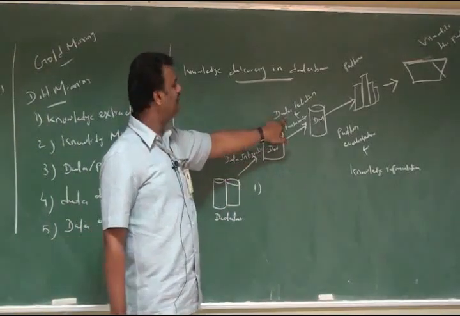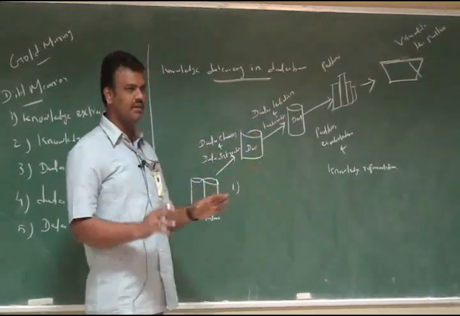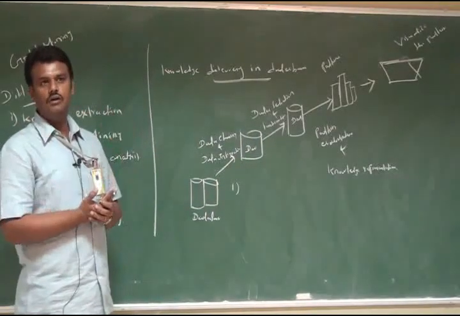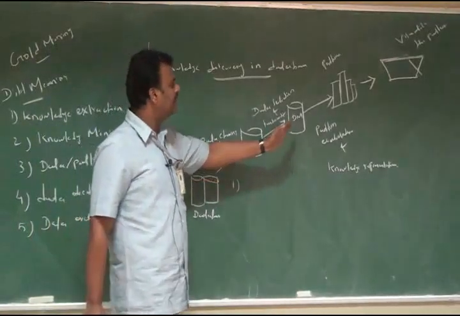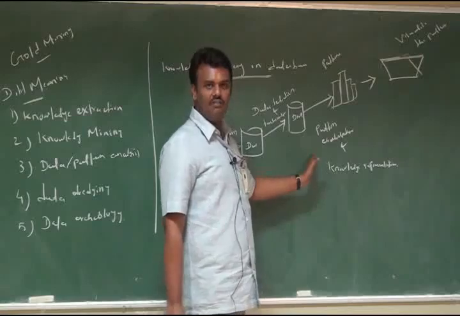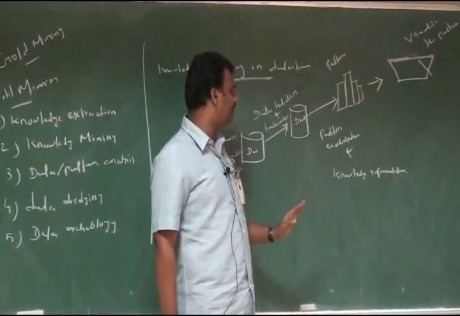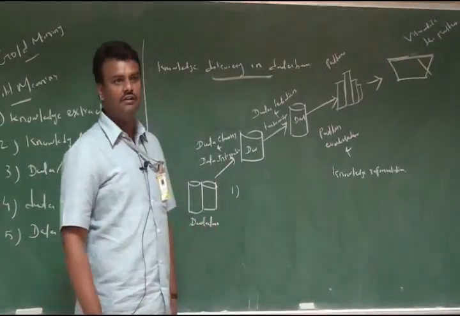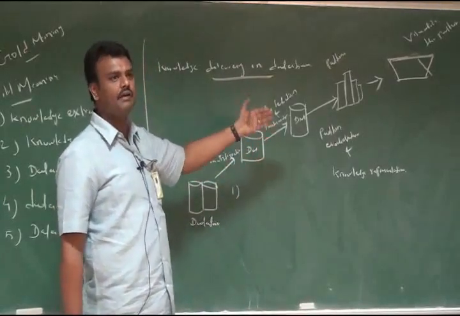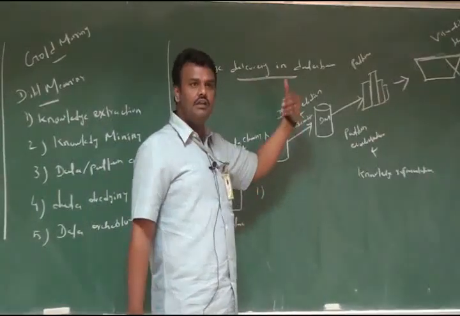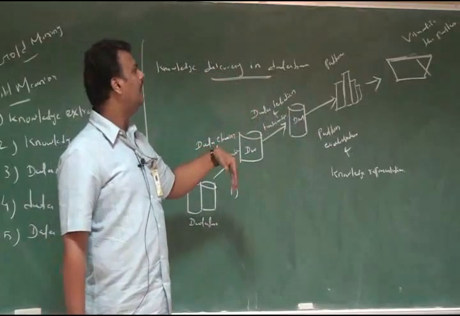Then the data selection, the data relevant to the analysis task is retrieved. Then the data transformation, we are going to transform one form into another form for the purpose of the aggregating function. Then the pattern evaluation, we are going to evaluate the interestingness of the pattern. Then the knowledge presentation can be used to visualize the pattern in different forms, as a bar chart, pie chart, or histogram.